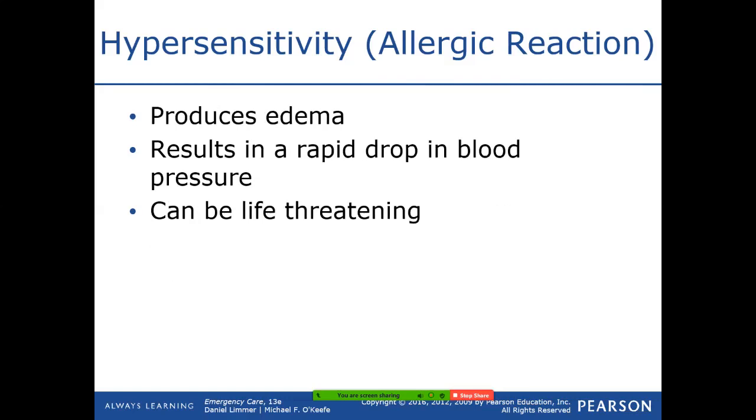Okay, it can produce edema, rapid drop in blood pressure, and can be life-threatening. Now, ask yourself, why would there be a rapid drop in blood pressure? Think about back to the shock symptoms that we talked about. When we talk about the arteries constricting and dilating. So if your body all of a sudden opens up all your blood vessels in your body, you are going to have a drop in blood pressure. It can produce edema. So you're going to have swelling in that area.